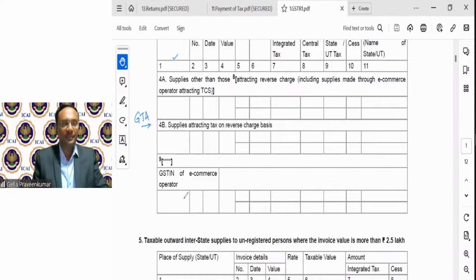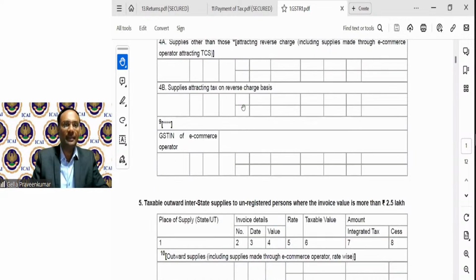Then the GSTN of the e-commerce operator: all those supplies made through an e-commerce operator, I have to specify its GSTN here. In the previous session, we discussed e-commerce transactions, and you would come across these transactions.